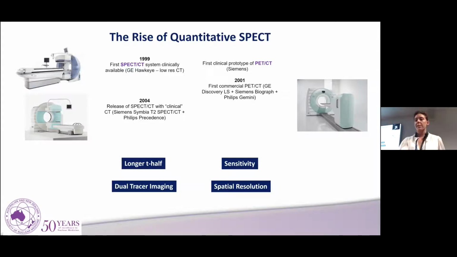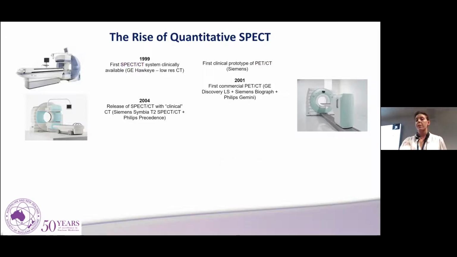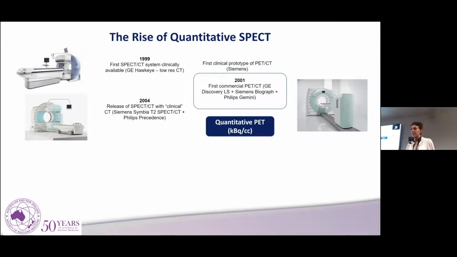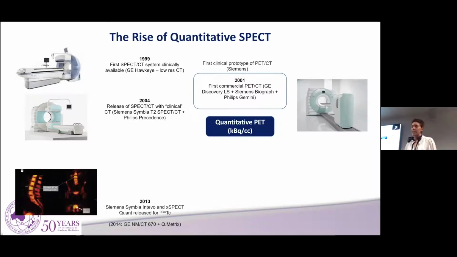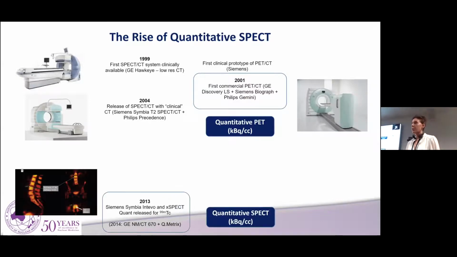In addition to these fundamental differences, there was another very large difference between the two hybrid modalities upon their introduction into the clinic, and that was that PET CT systems were already at this stage fully quantitative modalities, and so they were producing data that was inherently in units of absolute radioactivity concentration. It took an additional 12 years before we saw vendor-supplied quantitative SPECT CT come into the clinics, and in 2013, this was introduced by Siemens with their xSPECT Quant algorithm, initially just for technetium, and then some other radionuclides followed closely behind. And a year later, GE, of course, released their Q.Metric software as well.